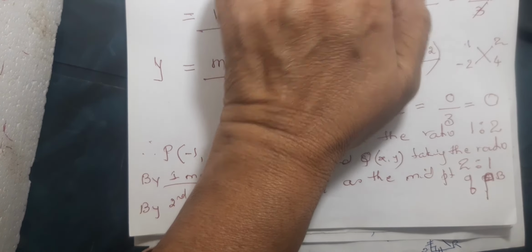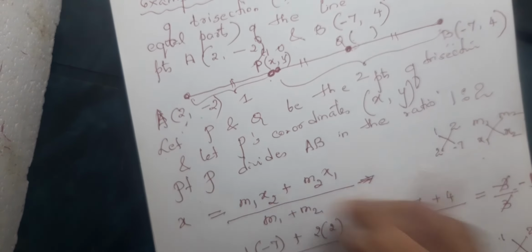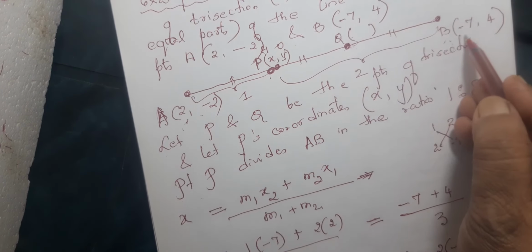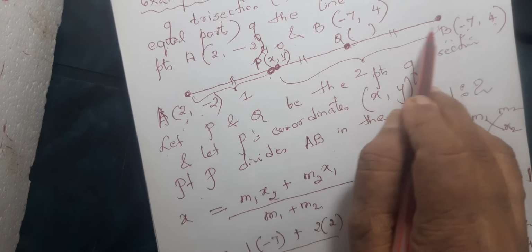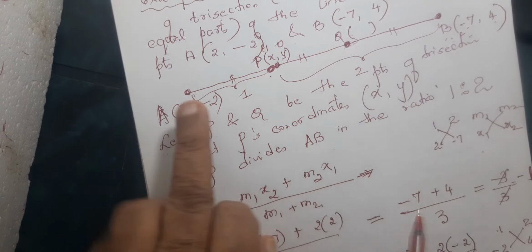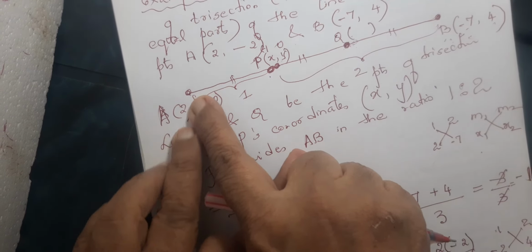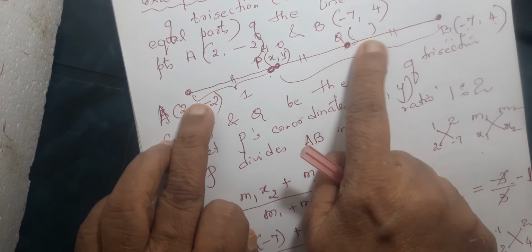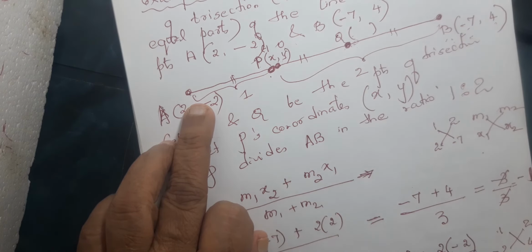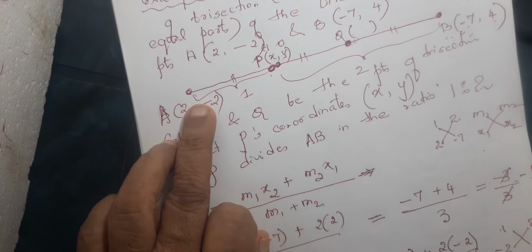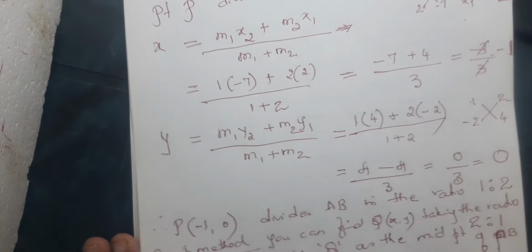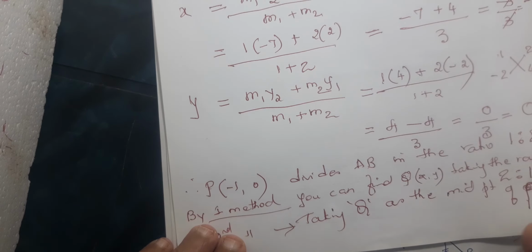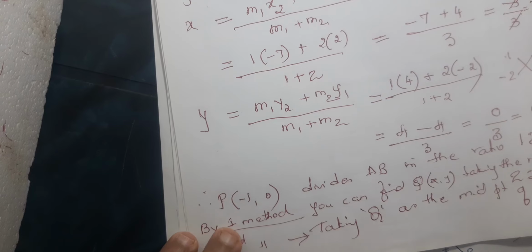So this Q, as you know this now, you have found this point already, minus 1, 0. And this you know B, minus 7, 4. So you can take this Q as midpoint of PB. In the beginning you couldn't take, because this P will be the midpoint of A and Q. But you didn't know the coordinates of Q there. So you couldn't use the midpoint formula. But here you can use 1:1. I hope you follow. So taking Q as the midpoint of PB, I will find now the coordinates of Q.